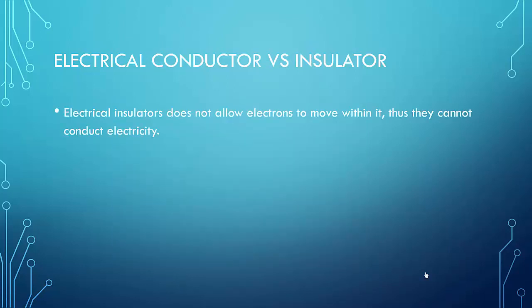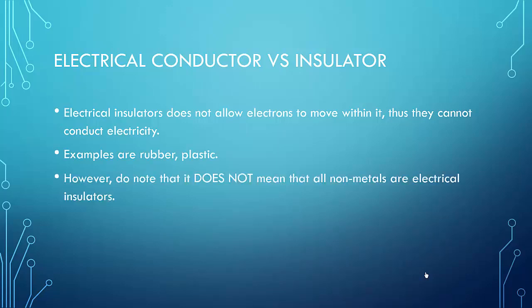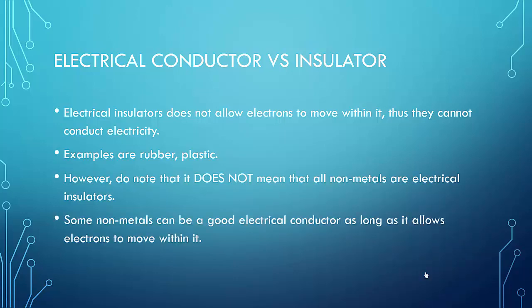An electrical insulator does not allow electrons to move within it, thus it cannot conduct electricity. Some examples are rubber and plastic. However, this does not mean that all non-metals are electrical insulators. There are some non-metals that can be good electrical conductors as long as they allow electrons to move within them. So the key thing is allowing electrons to move.